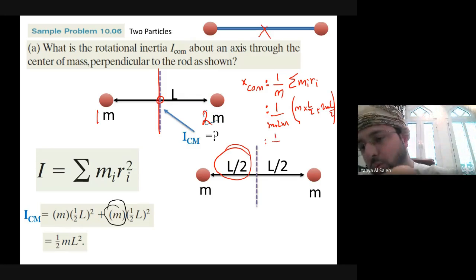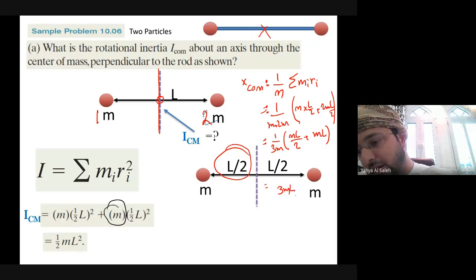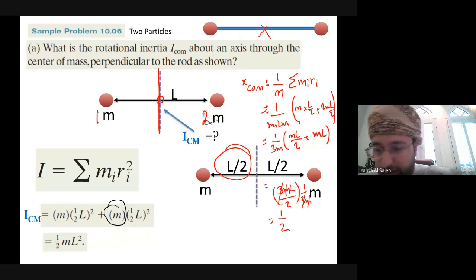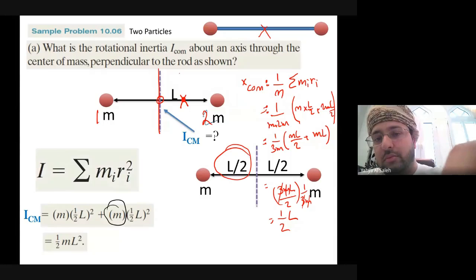I will end up with 1 over 3m, mL over 2 plus mL, which is equal to 3mL over 2 and 1 over 3m out here. m will go with m, 3 will go with 3, and you will just end up with half. Okay, half L, sorry. So this will be your center of mass, L/2.